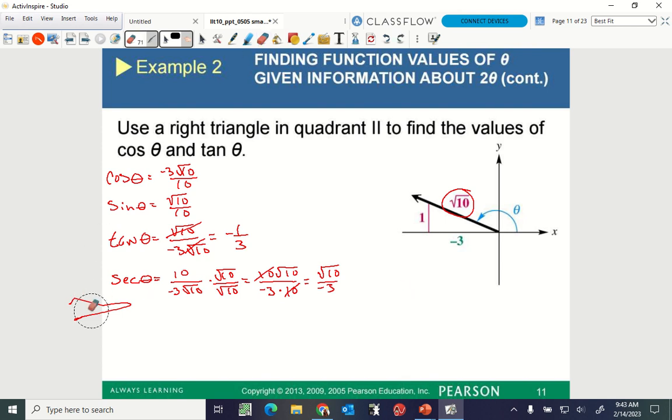After secant, we have cosecant. Cosecant theta is just 10 over rad 10. I'm going to rationalize again. That's going to give me 10 rad 10 over 10. But then the 10 is going to cancel out.